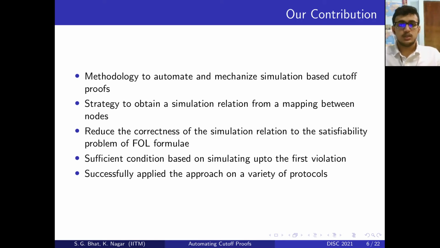We then encode the inductive correctness of the simulation relation as a first-order logic formula, thereby reducing it to the satisfiability problem. We further motivate a sufficient condition which relies on simulating up to the first violation. We have also tested our approach on a variety of protocols.